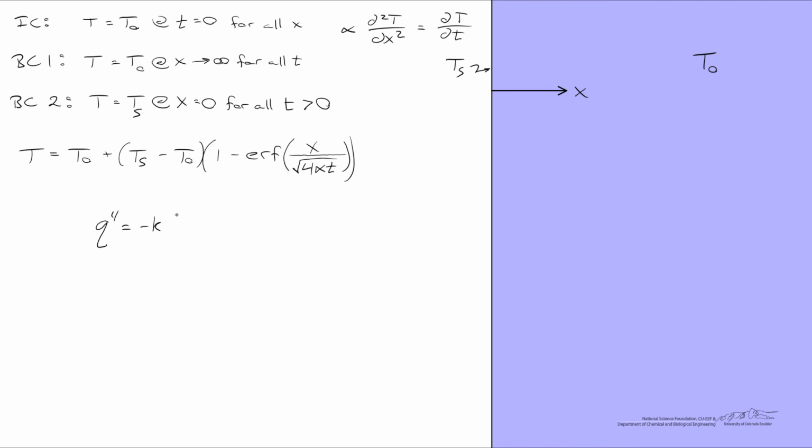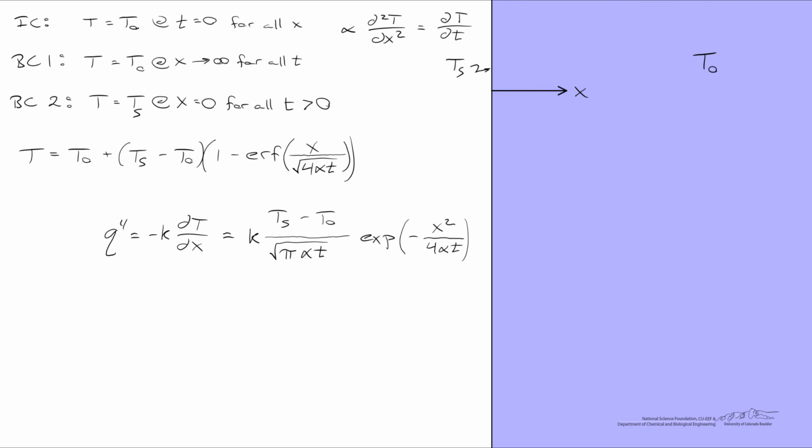We can also examine the flux, which is by way of Fourier's law is -k times the partial derivative of temperature with respect to x. So differentiating our solution for temperature with respect to x will result in a flux that's equal to this expression. One thing we can note is that deep into the solid, if we have large values of x, the flux is equal to 0 because the heat hasn't penetrated that far yet.